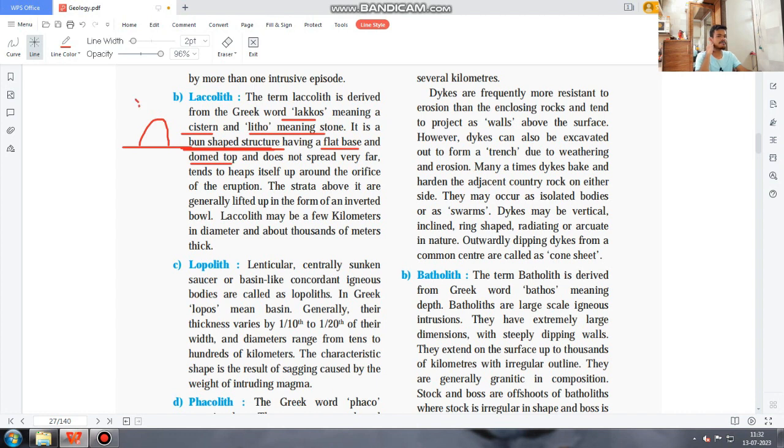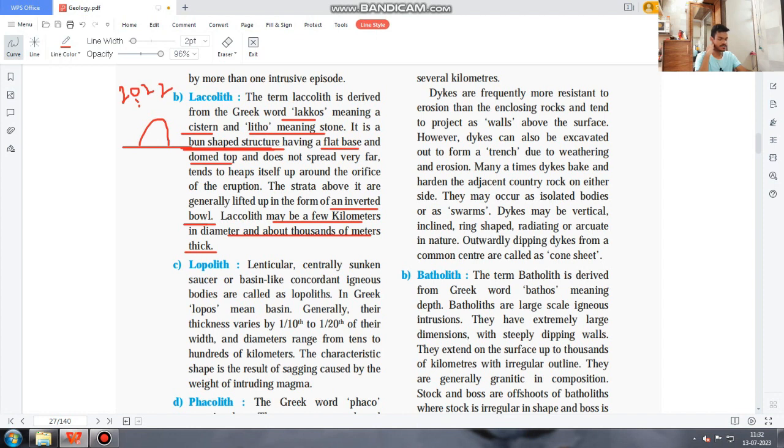See over here, the base is flat. Okay, and dome top. Yes, you can see over here dome top, and not spread very far. It tends to heap itself up around the orifice of the eruption. The strata above it is generally inverted, like an inverted bowl. This is important: inverted bowl. A few kilometers in diameter, 1000 meters thick.